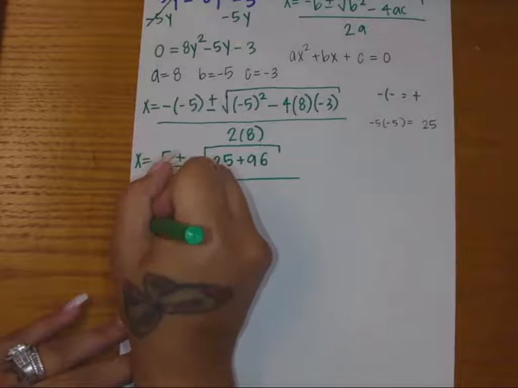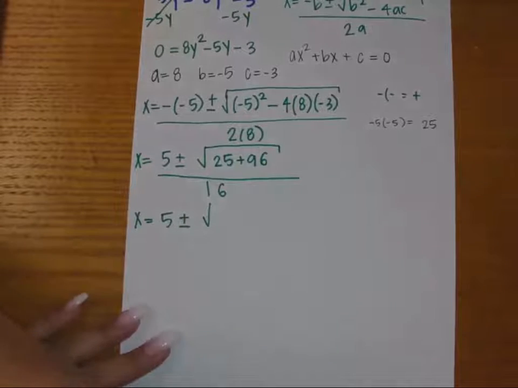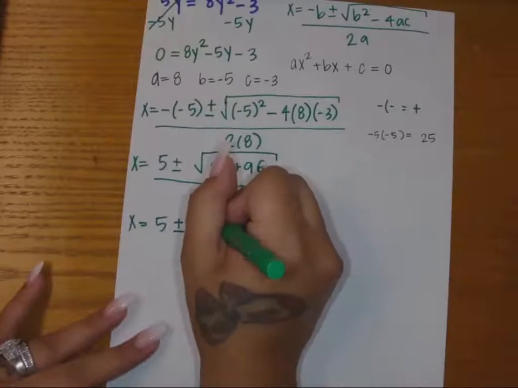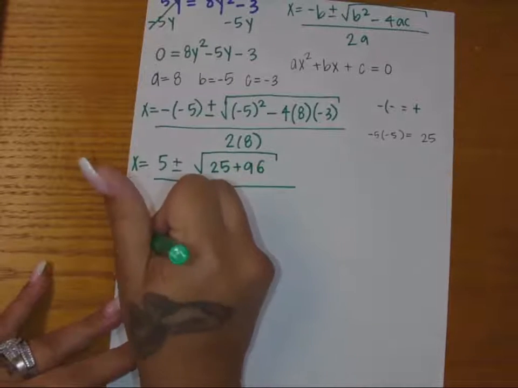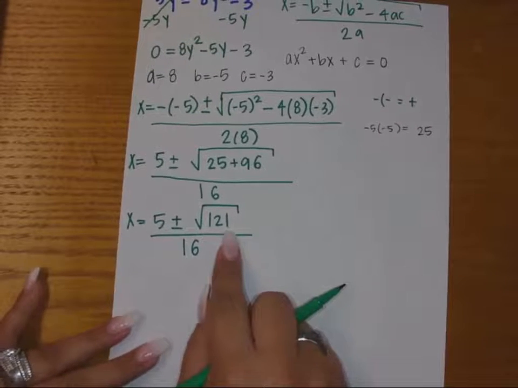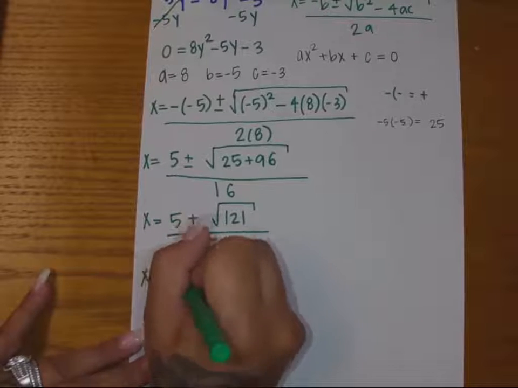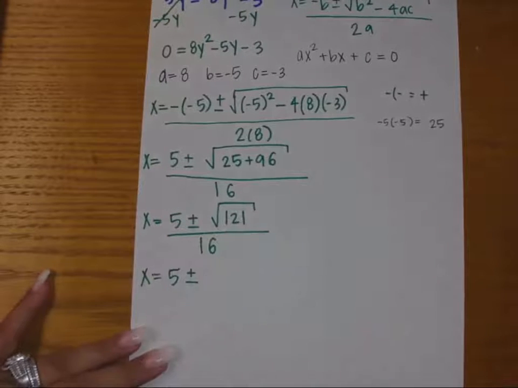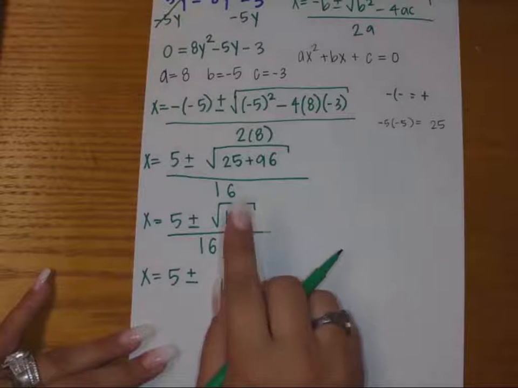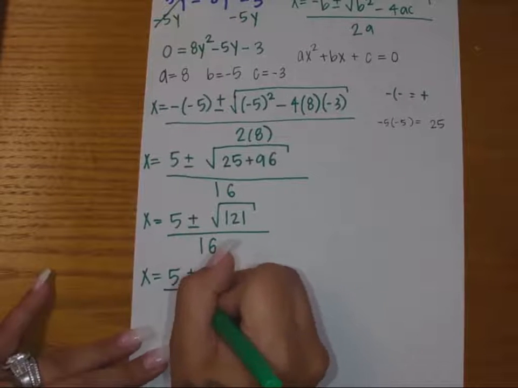So we have x equals 5 plus or minus the square root of 96 plus 25, which is 121. Close that square root, put it over 16. 121 is a perfect square. If you take the square root of 121, we get 5 plus or minus 11 over 16. I know it's kind of redundant, but writing all the steps will really help you keep from making a simple mistake. The square root of 121 is 11.